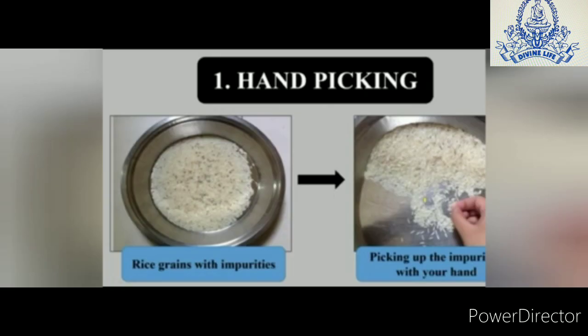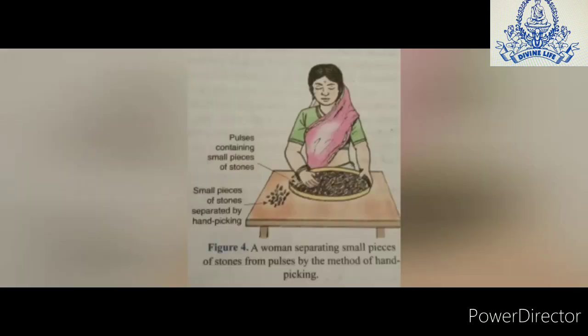Number 1 is hand picking. Hand picking means to take out by hand. The method of hand picking is used to separate those mixtures where the component is in a small quantity and it can be picked up easily by hand. So, the method of hand picking is usually used to separate undesirable or unwanted substances such as small pieces of stones, etc. from wheat, rice and pulses.